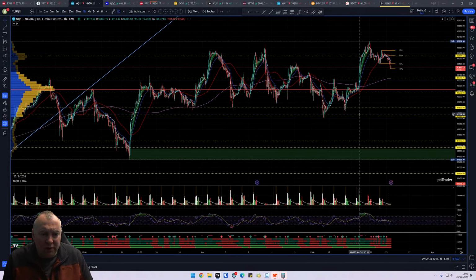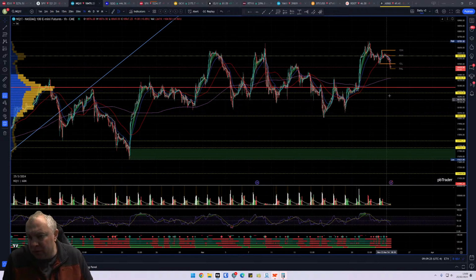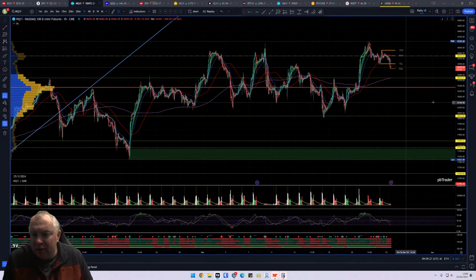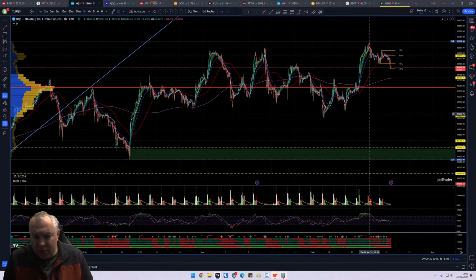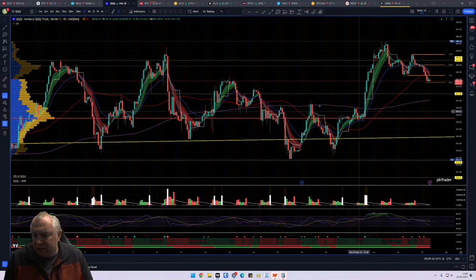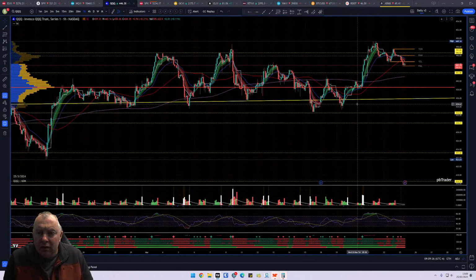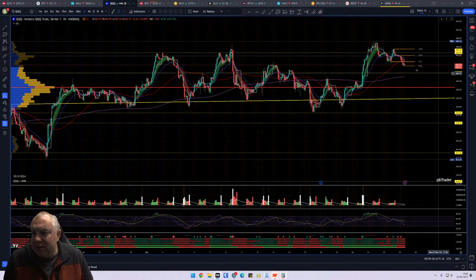Just the bottom of this area. We've got quite a few things on watch. Let's just clear some of these, make it a bit clearer. So this is the area we're watching for a bounce as well. Okay, looking at Qs next. Very similar.